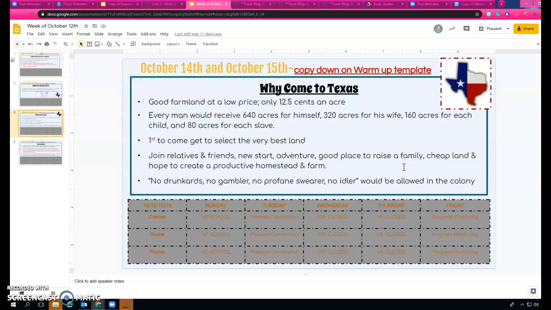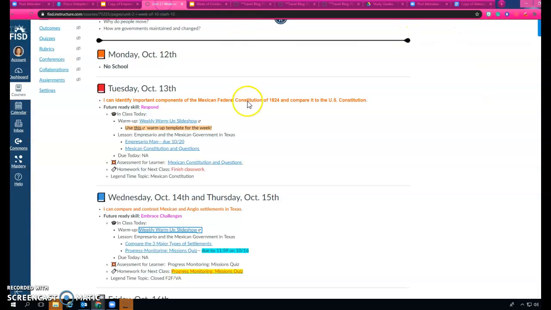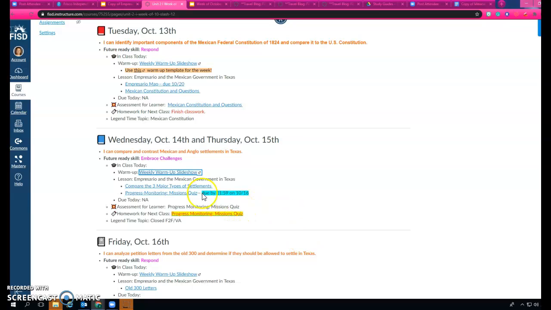There was also some policies about the types of people that could come. So they did not want people of bad behavior or criminals or anything like that. So this quote here says, "No drunkards, no gambler, no profane swear, no idler would be allowed in the colony." So again, they want people of good, wholesome, moral character to move to Texas. Okay, so make sure that you have this copied down on your warm-up template that you started yesterday in class.